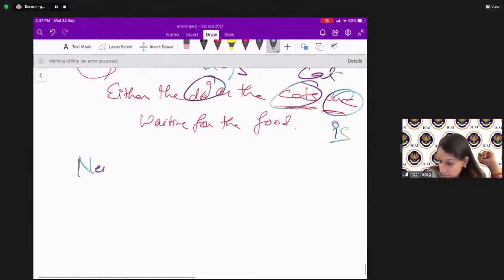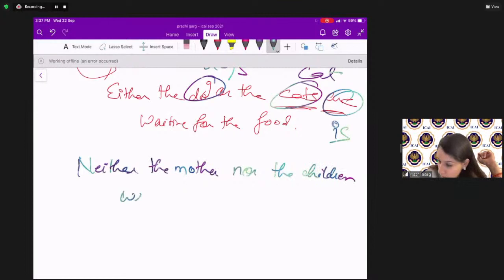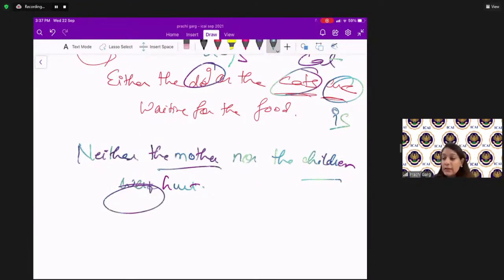Neither the mother nor the children were hurt. Now, mother and children, we are talking, children are plural, so we will use a plural verb here, right? If children was here and mother was here, then we will use was here. Clear?